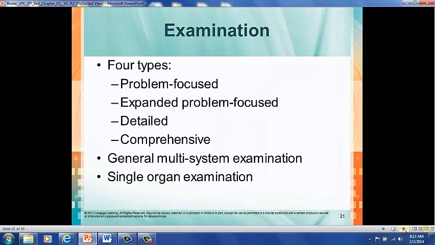The first type of examination is a problem-focused examination and addresses only the problem that brought the patient into the office. An expanded problem-focused examination addresses the affected area along with other body systems or areas that might be affected. A detailed examination involves not only the affected area but also related systems or organs. And the final and most extensive examination is known as the comprehensive examination, which is the highest level of examination and consists of a multi-system or a complete examination of a single organ system.